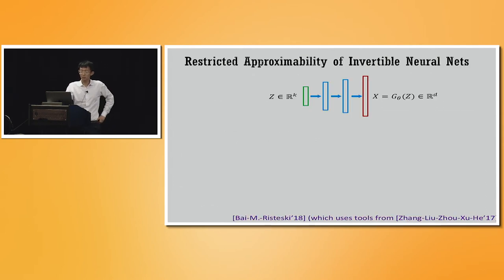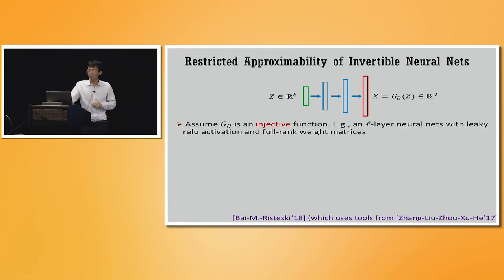Let me spend one slide to talk about such restricted approximability for invertible networks. The setup is as follows. We have a network that maps dimension k to dimension d, where k is smaller than d, as shown in the figure. We assume that the network is injective, in the sense that different inputs map to different outputs. For example, an L-layer network with leaky ReLU activation and full rank weight matrices will satisfy such an injectivity assumption.